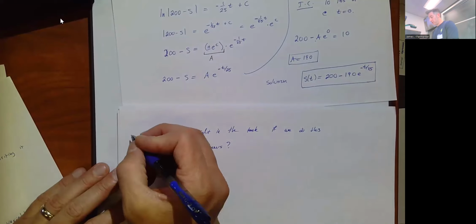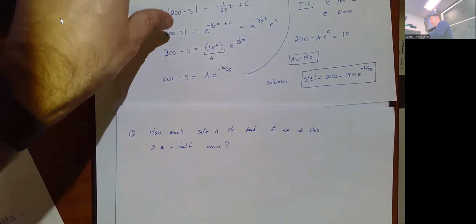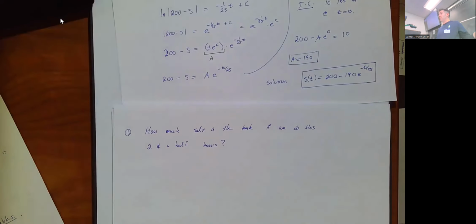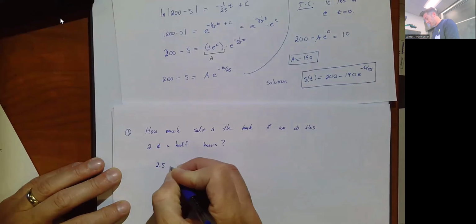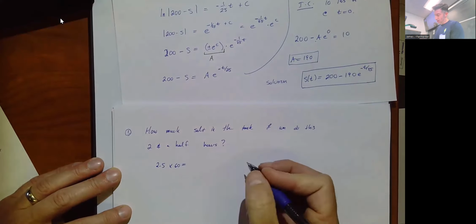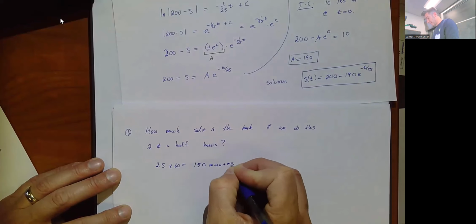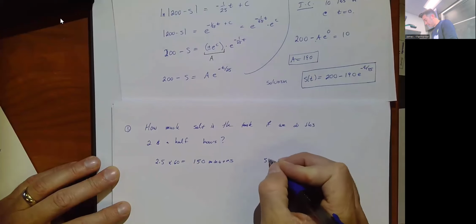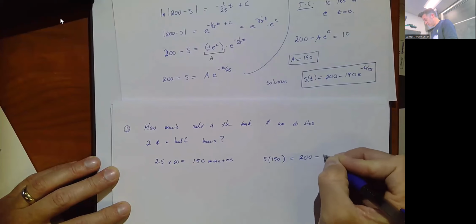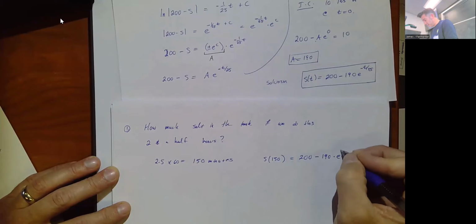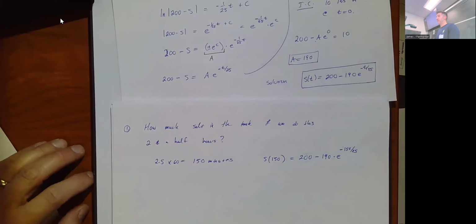The way we answer that question is just by setting t equal to the appropriate value and plugging it in. Now, we do have to note that t isn't measured in hours, t is measured in minutes. So we need to plug in t in minutes. So 2.5 hours times 60 minutes is going to give me 150 minutes. So we're trying to find S of 150. That's going to be 200 minus 190 times e to the negative 150 over 25. And honestly, I would probably just leave my answer like that.